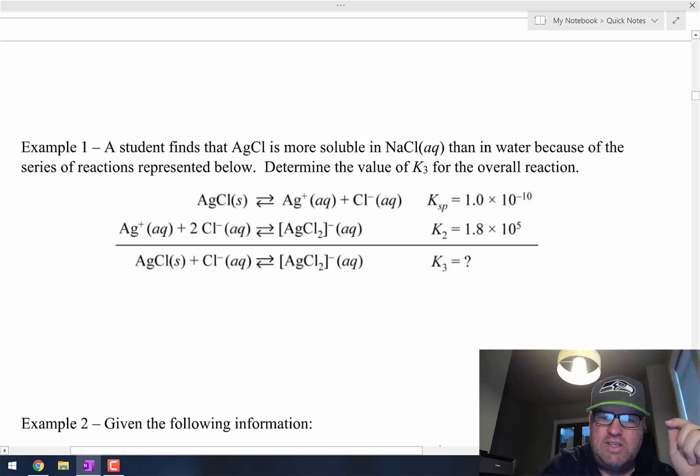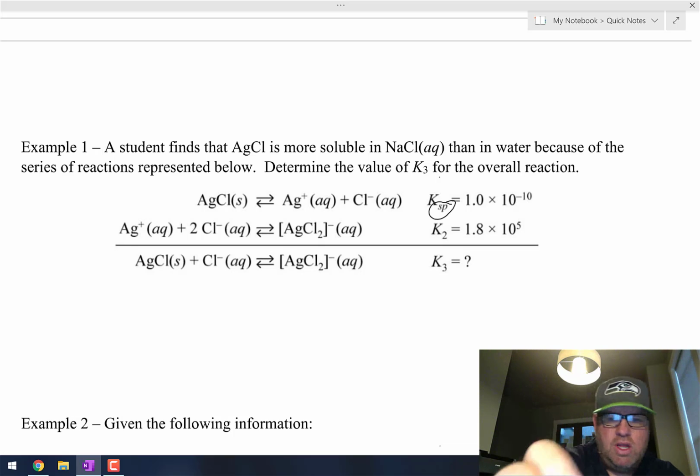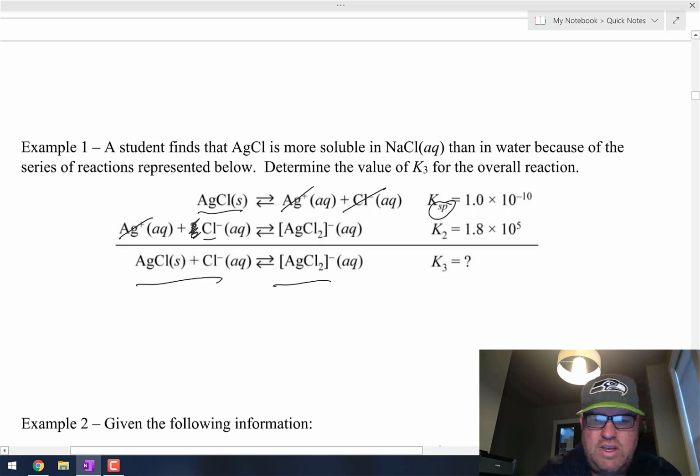Okay, here's a couple of examples. Again, we haven't talked about Ksp yet. Don't worry about that. Okay, determine the value of K3 for the overall reaction. So it looks like, again, things we can cancel that are the same on both sides. That silver, that chlorine, and one of these chlorines cancels. So we've got AgCl and Cl minus, and then the AgCl2 minus. Okay, and clearly we're adding those two equations together. We don't have to flip anything or double anything. So we're just going to take those two equations.